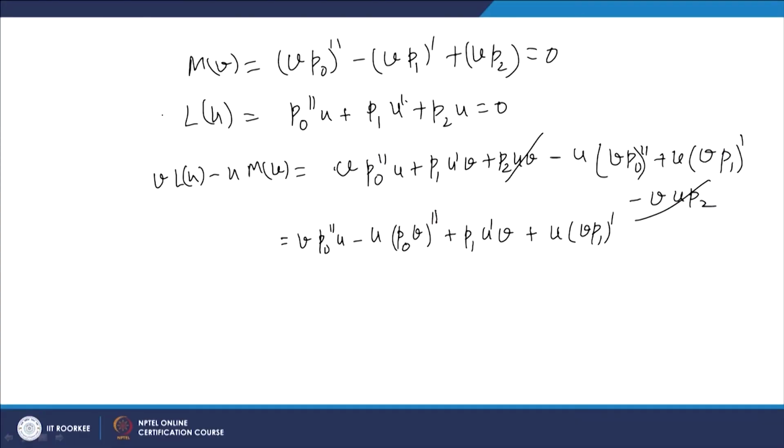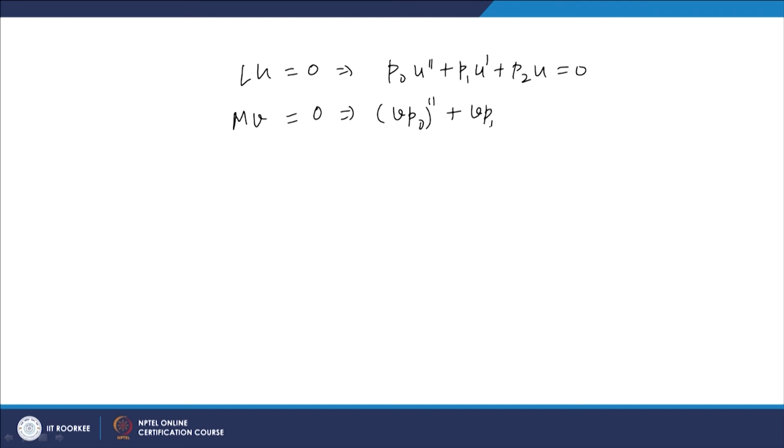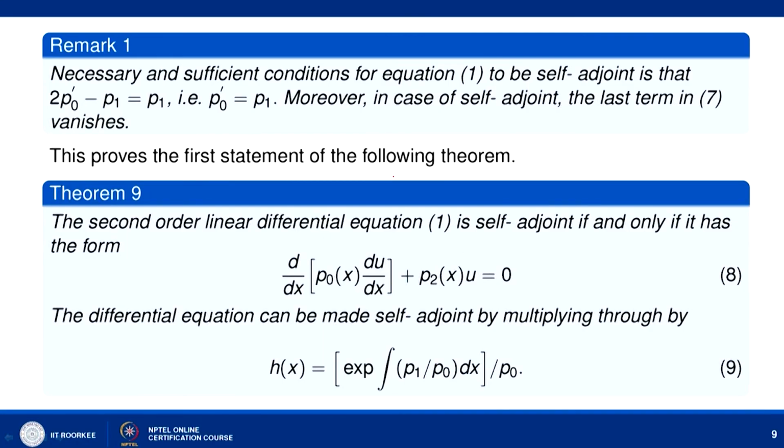If you look here, we have L of u equal to 0. So this is p naught u double dash plus p1 u dash plus p2 u equal to 0, and we have obtained our Mv equal to 0, provided that here we have (p naught v) double dash minus (p1 v) dash plus p2 v is equal to 0. There is a small mistake here. The mistake is that this should be minus, in place of plus. So if you simplify, we can write this in the following format.